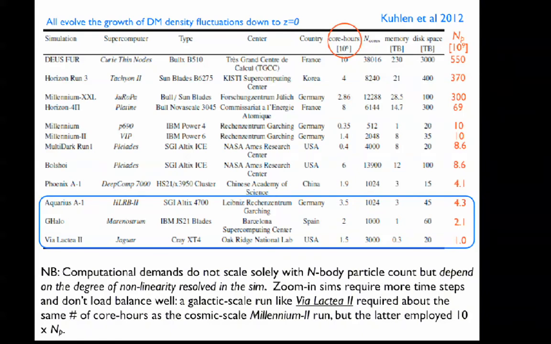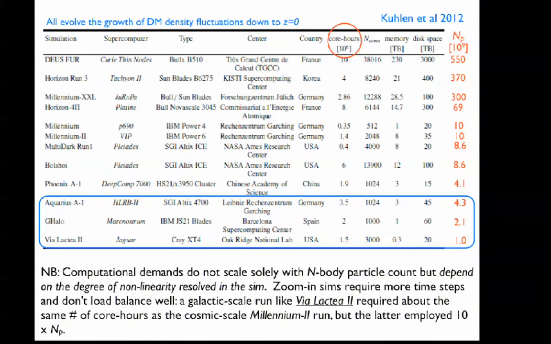A point that has already been made is that computational demands do not scale solely with the number of N-body particles, but depend on the degree of nonlinearity which is resolved in your simulation. Zoom-in simulations have reached higher density, but the dynamical time scale is shorter. They require more time steps. They don't balance well. A galactic scale simulation like Galactics 2 required about the same amount of core hours as the cosmic scale simulation Millennium 2, but the latter did employ 10 times as many particles. These are the numbers that I'm showing you there.